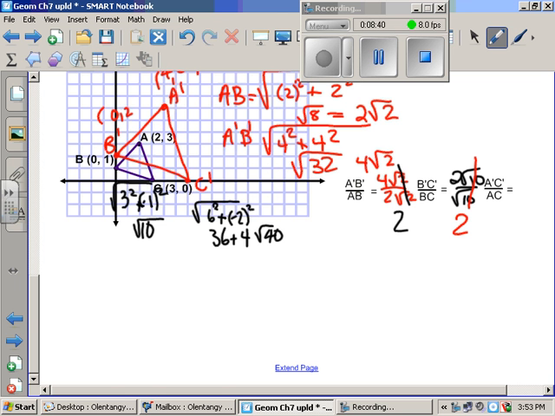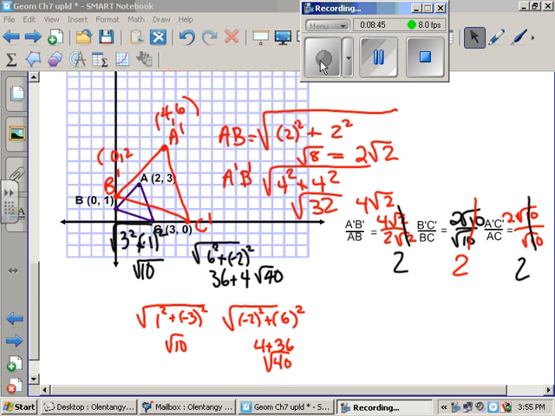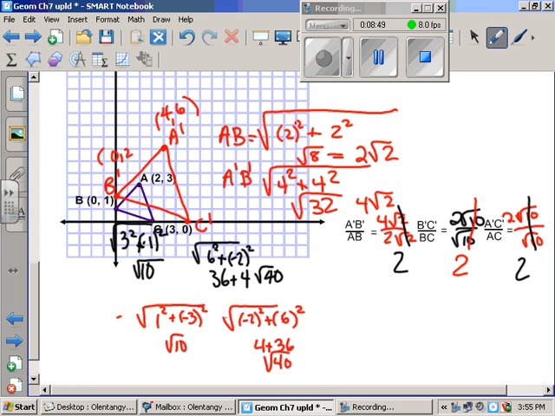Okay, now so take a second and do A prime C prime. So we see that here's the AC and A prime C prime, and so we can see that the result is that the two triangles are similar because all the ratios of all the sides are the same, 2, 2, and 2.